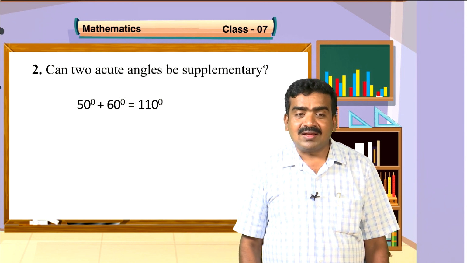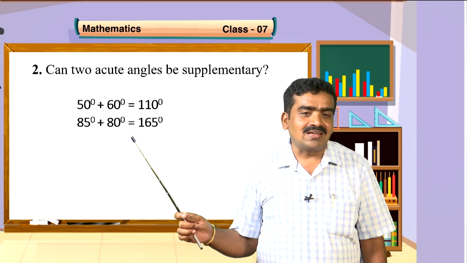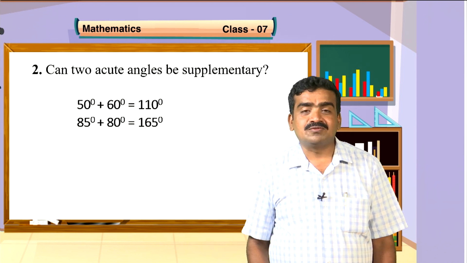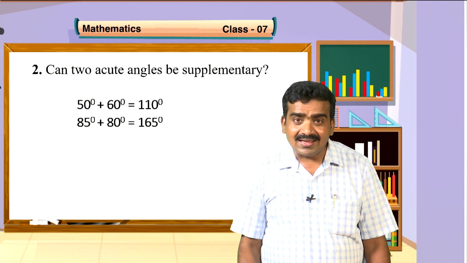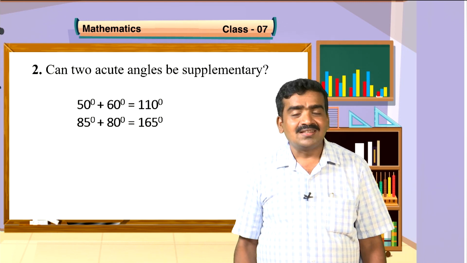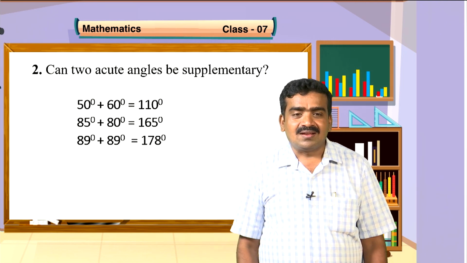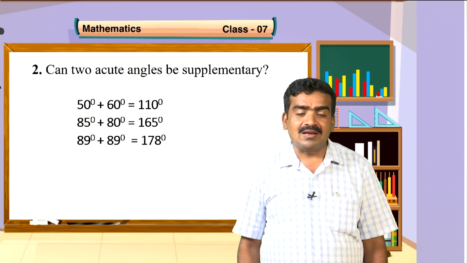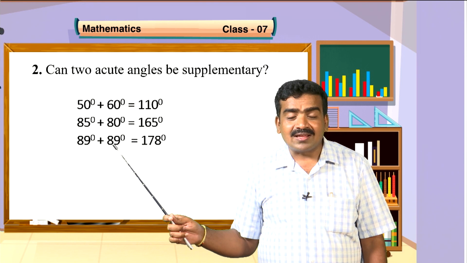Take one more larger value than this. 85 degrees plus 80 degrees gives us 165 degrees. Are they supplementary angles? No, because the sum is less than 180 degrees. Let us take one more bigger value like 89 degrees plus 89 degrees. These two are acute angles.